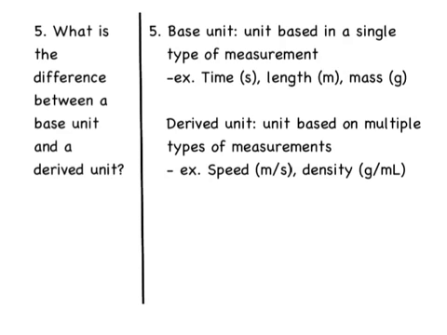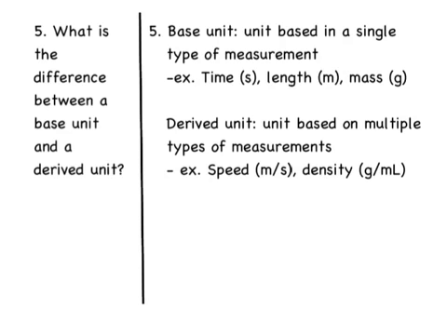So here's the definition. A derived unit is a unit, again, based on multiple types of measurements. For example, one derived unit is speed. If you're driving in your car and you're going 75 miles per hour down the freeway, miles per hour is a derived unit because it's based on two types of measurements, length and time. If we turn it into the metric system, meters per second is speed. Again, we have length and we have time. So two different measurements together make what's called a derived unit.